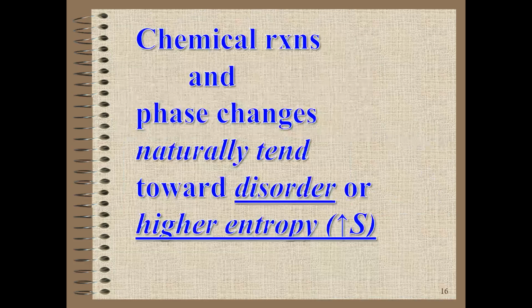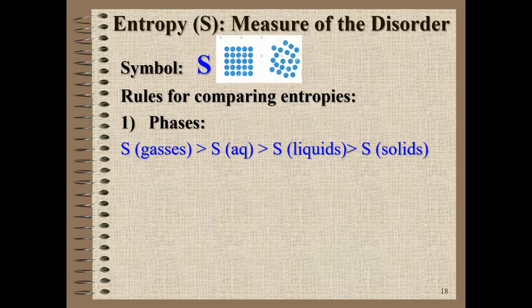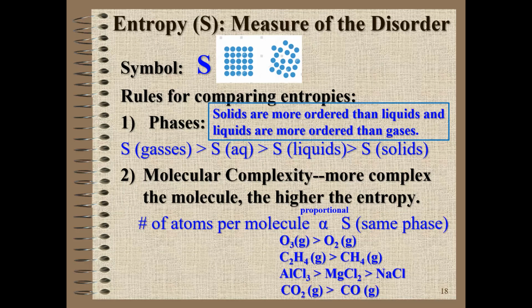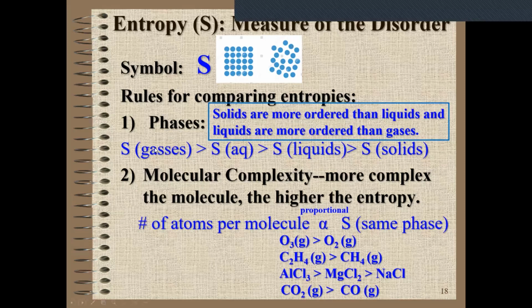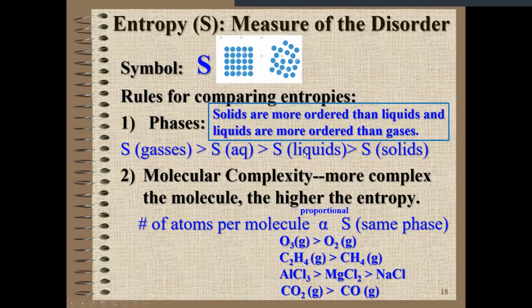So here we say that chemical reactions and phase changes naturally tend toward disorder and higher entropy. Then we get into the rules for entropy, and you should make sure you look at these because you'll be asked to compare different things, which has more entropy. So, first rule, gases have the most entropy and solids have the least entropy because they're very ordered. So aqueous comes after gases and then liquids.